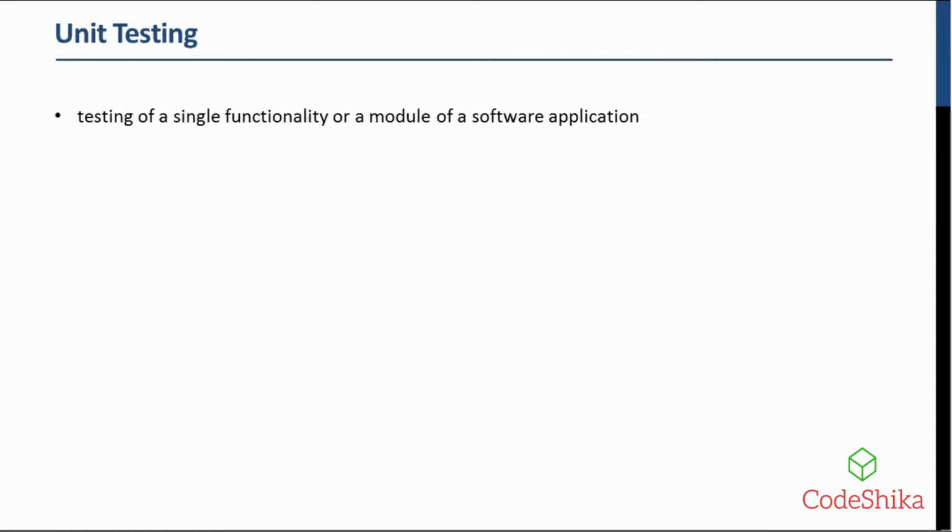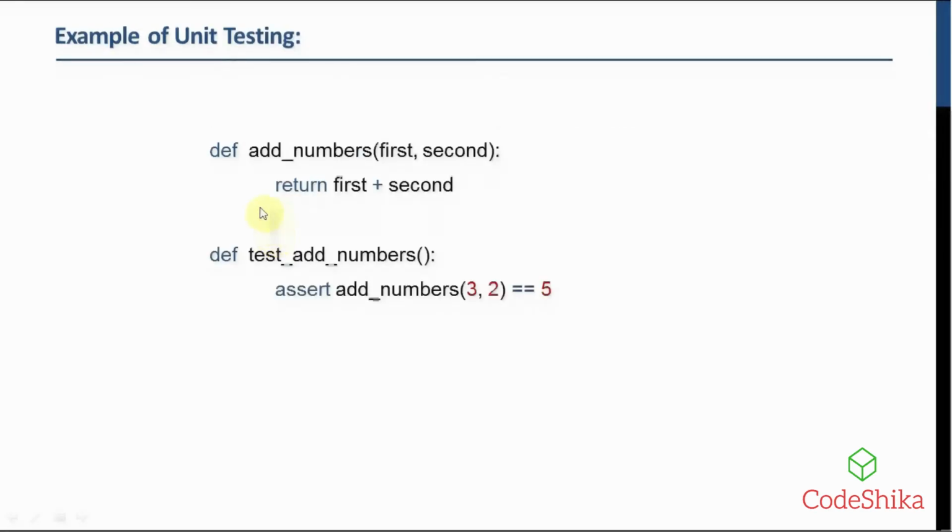Now let's see the main types of testing. First, unit testing. Testing of a single functionality or a module of a software application is unit testing. That is, we test small parts of our application in unit testing, for example, functions or methods. It is typically done by a programmer, not by a tester, because it requires detailed knowledge of the internal program code.